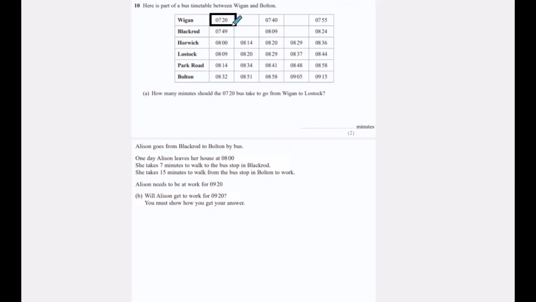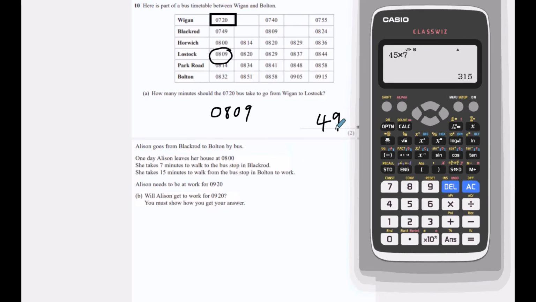It leaves Wigan at 7:20, then it's at Blackrod at 7:49, Horwich at 8, Lostock at 8:09. So it gets there at 8:09. How many minutes is that? It is 40 minutes to 8 o'clock, and then 9 more minutes, 49 minutes. And if you want to use the calculator button, you can. So 8 hours and 9 minutes take away 7 hours, 20 minutes, gives us 49 minutes.